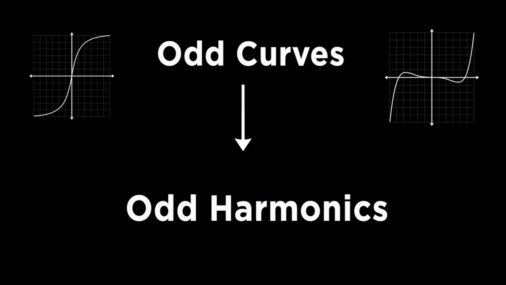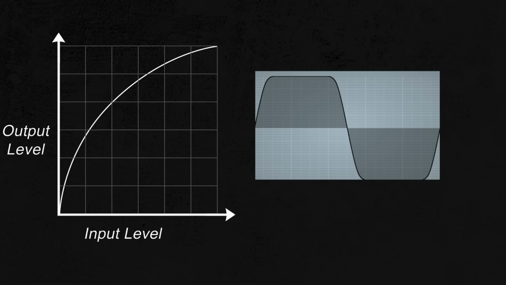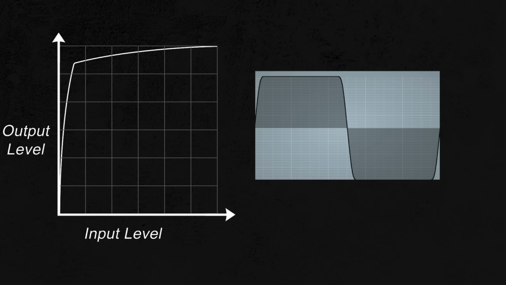What it comes down to is this. When the left side of the saturation curve is the opposite of the right side, you affect the top and bottom parts of the wave in the same way, and this creates odd harmonics. And as you can see, it pushes our sine wave to be more square-like. In fact, a square wave is made up completely of all the odd harmonics.